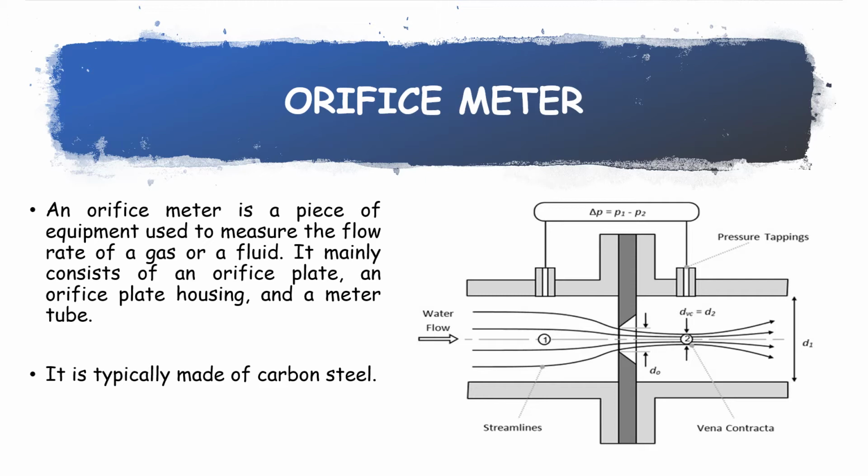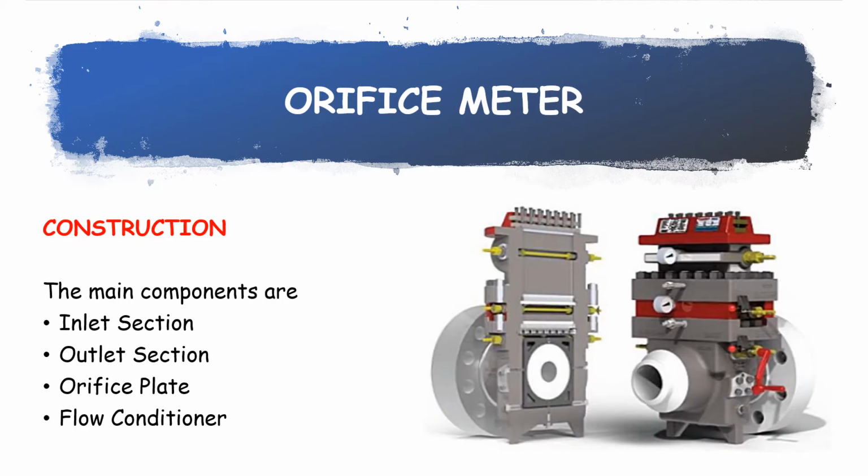When you look at the diagram, this tells you how an orifice plate is going to look in a water flowing pipe. Moving on to the construction of the orifice meter. This diagram shows that when you cut a pipe into two, this is how it looks, and the orifice plate is inserted in the center.